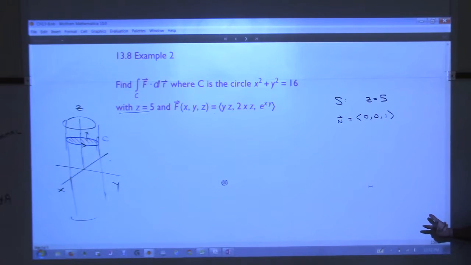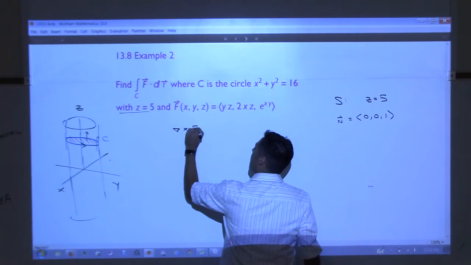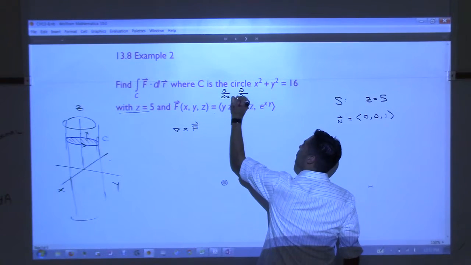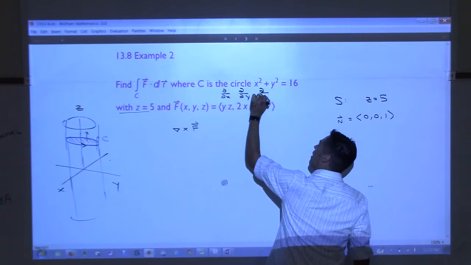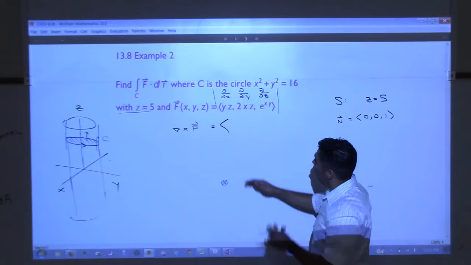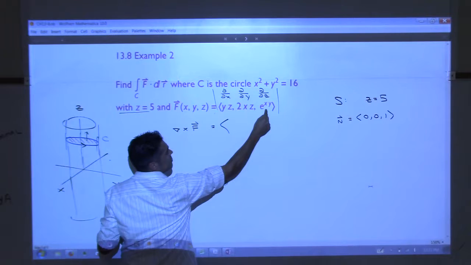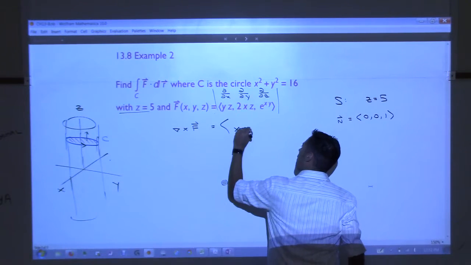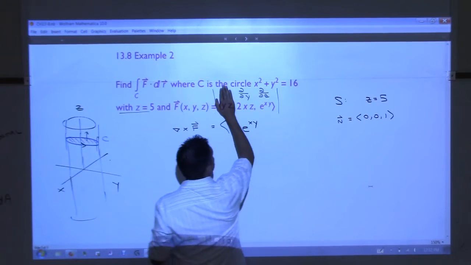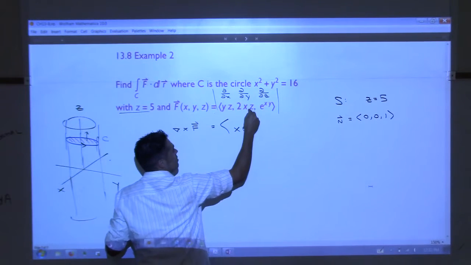So let's compute the curl of F. Del cross F. And for convenience, I'm just going to do it right here. So here's partial with respect to x, partial with respect to y, partial with respect to z. Cover this up. What is the partial with respect to y of this? x e to the xy. Okay, and then minus this and this together, right? So not multiply, but the partial. So 2x.